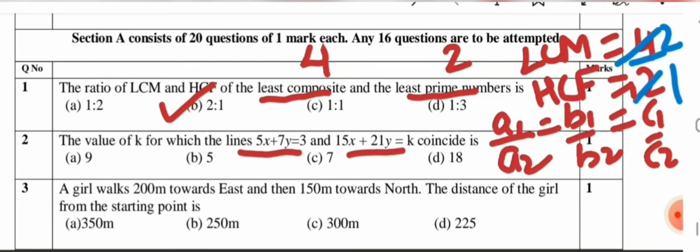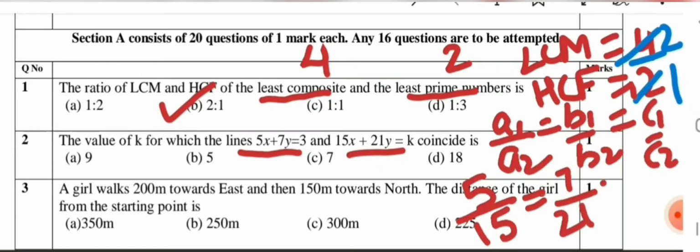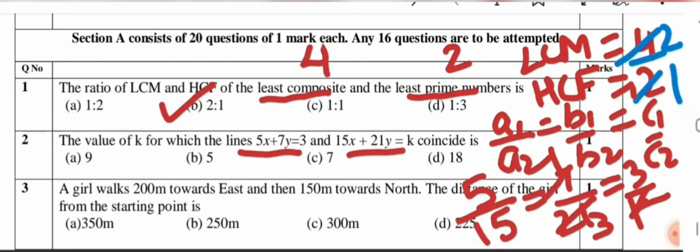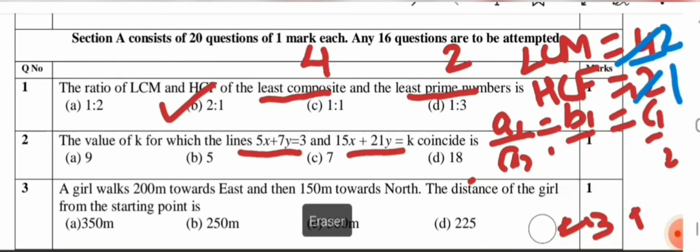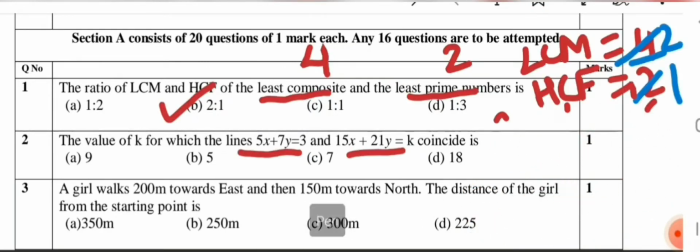For these two equations we have 5 upon 15 same as 7 upon 21 equals 3 upon K. So using this we can find the value of K. Solving it, 7 and 21 will cancel and we will get the K value as 9 by cross multiplication. So we have got the answer for this question. K is 9.